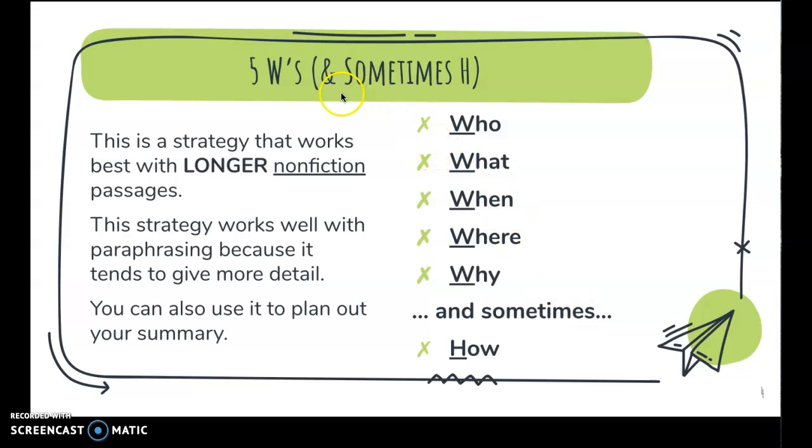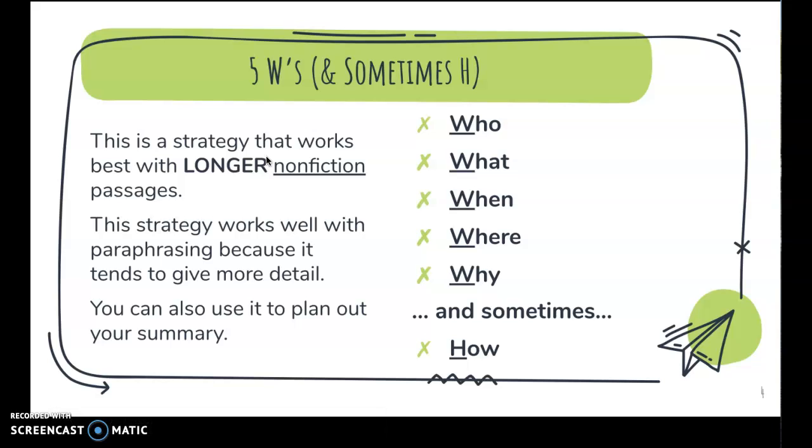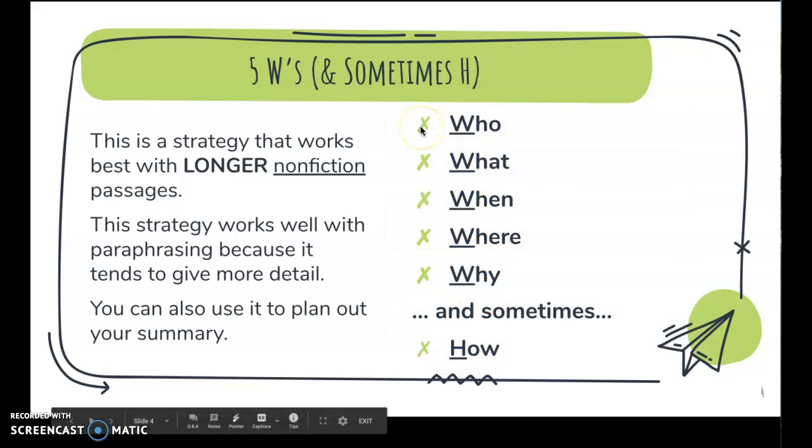So one strategy is the 5 W's and sometimes H, which you might have heard before. And those just stand for those 5 question stems, right? Who, what, when, where, why, and sometimes how. And so this is beneficial for a longer passage. If you're reading maybe a chapter and you need to summarize that, this can kind of make sure that you're getting all of the main points of that chapter or that unit.